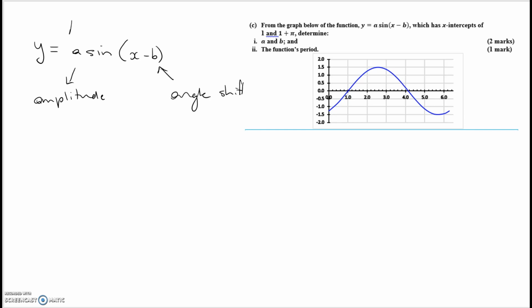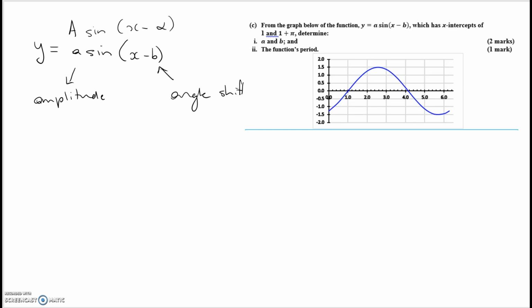The last question is a trig graph question. And you need to find the amplitude. A is the amplitude, and B is the angle shift. Now, in class we may have done this as the amplitude as capital A, and like that. It doesn't matter, it's just names.